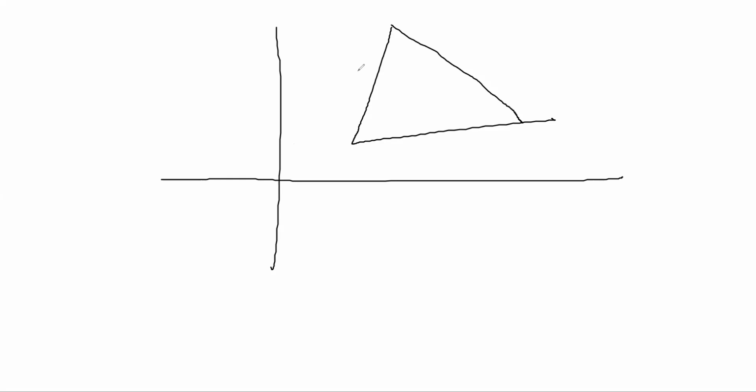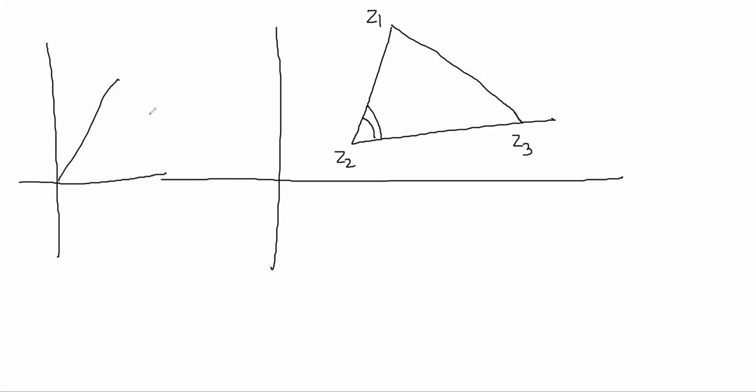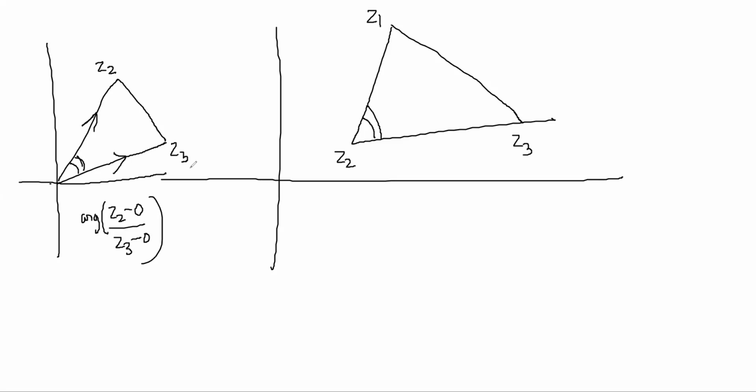Okay, so let's see, this is Z1, this is Z2, this is Z3, right? Now I want this angle, okay? And earlier I understood that whenever the angle was at the origin, if this was Z3 and this was Z2, I can write this as argument of Z2 minus 0 by argument of Z3 minus 0, right? So the problem is that this is no longer the origin, right? That is the only change. If it was at the origin, then I'm sorted, no?